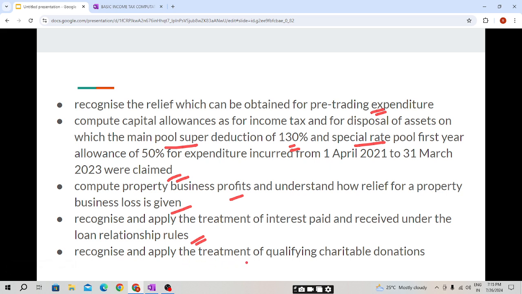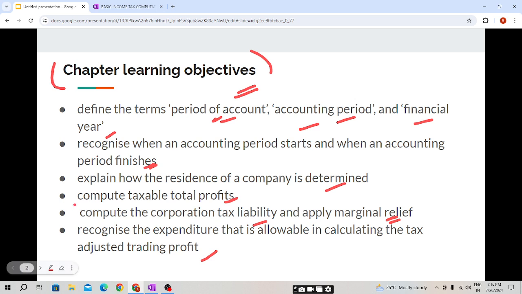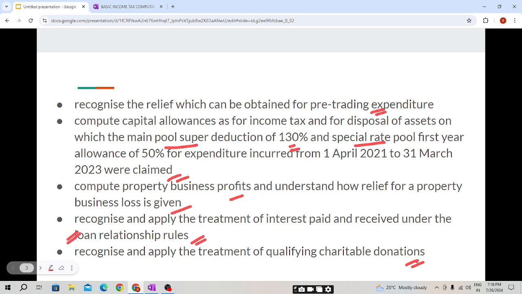Recognize and apply the treatment of qualifying charitable donations. The treatment of qualifying charitable donations for an individual is totally different when compared to the treatment for a company. So in this chapter number 13 we will be covering these 6 topics as well as these 5 topics. So in total, 11 topics we will be covering in this chapter.